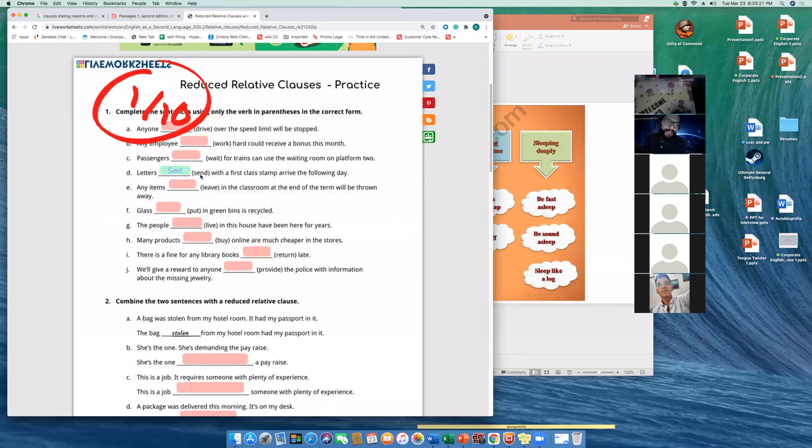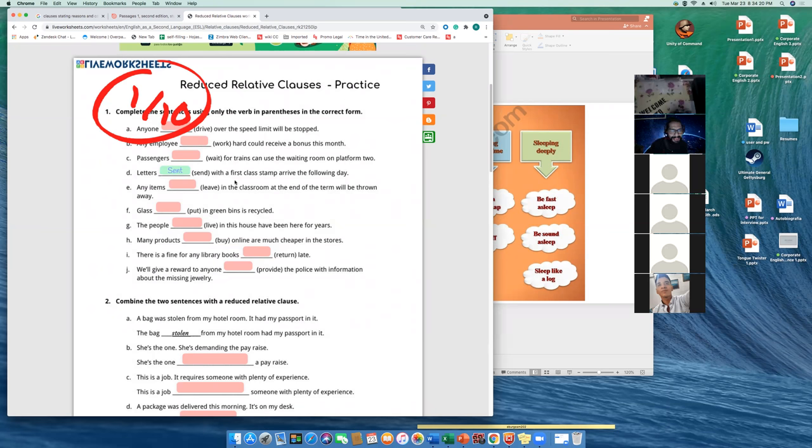Correct. Actually, letters sent with a first class stamp arrive the following day. If you look at the sentence structure and what the sentence is telling you, it's saying if you send a letter and you put a first class stamp on it, it will arrive the following day. So whenever you do it, it will arrive the following day. You could do it today, you could do it tomorrow. If you sent it yesterday, it will arrive today, which is the following day. And so in this particular case, if you wanted to use sending, you would have to add something to it. Letters, you can't even use it because of the way it's formulated.